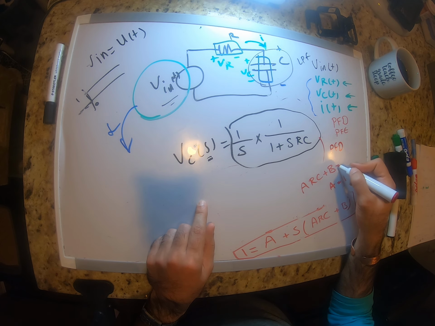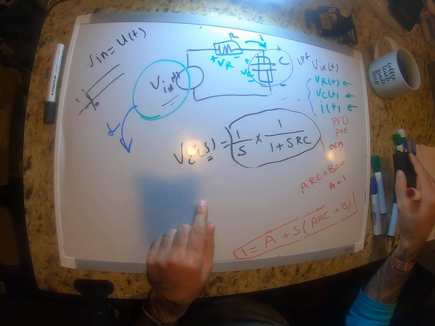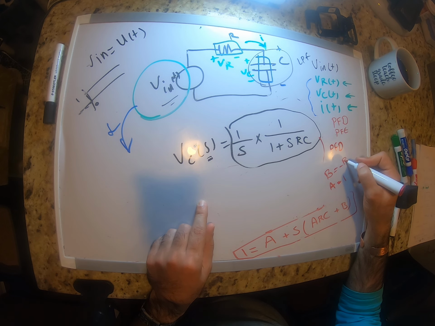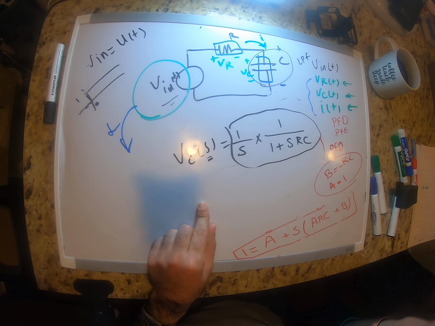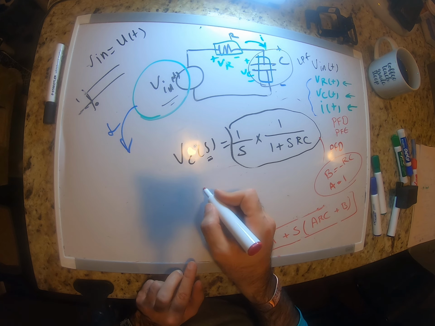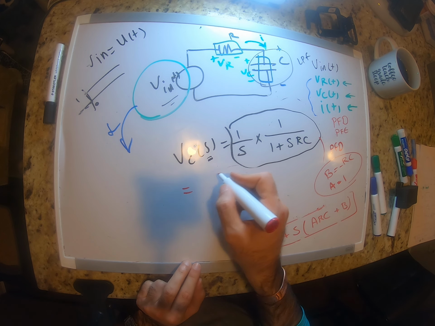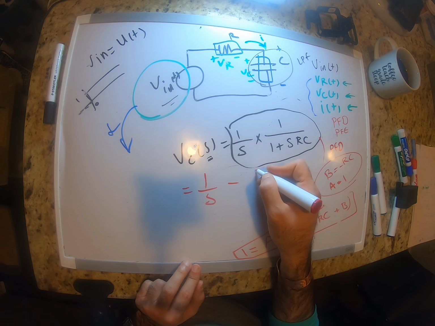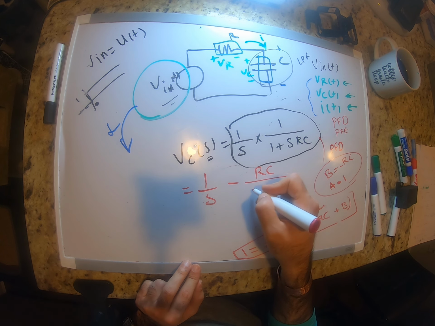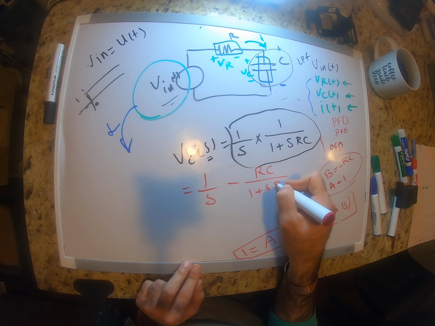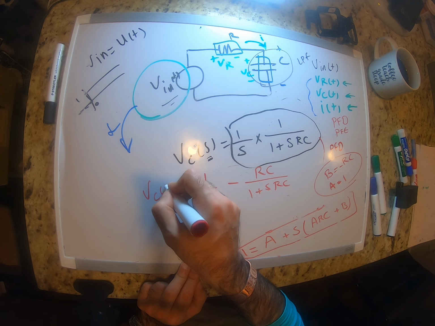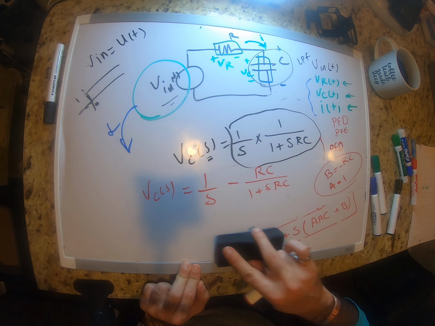plus b is equal to 0. So sorry, negative RC. So b is equal to negative RC, whatever the value of R and C are, right? So that was very easy. So now we know this is equal to 1 over S minus RC divided by 1 plus SRC. Okay, so this is our capacitor voltage in the S domain.